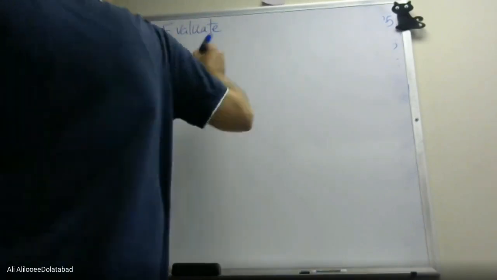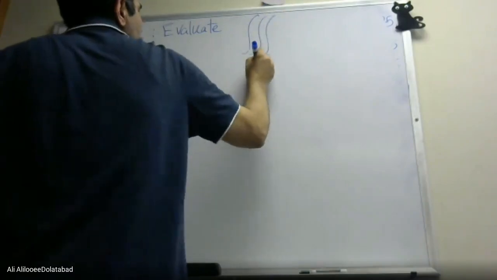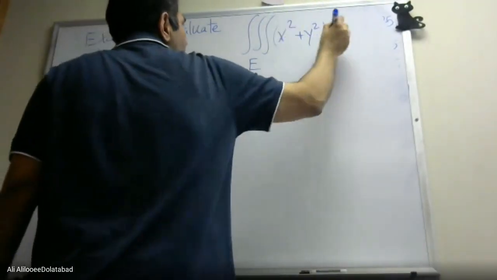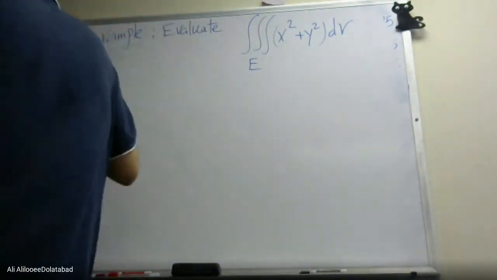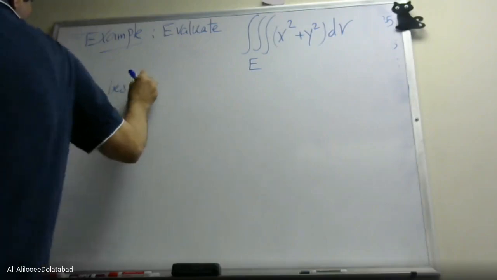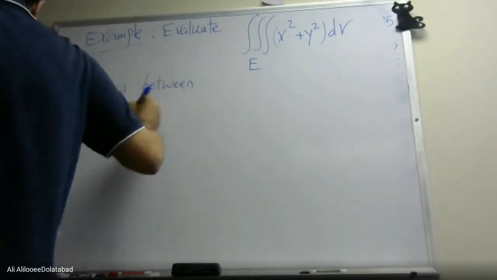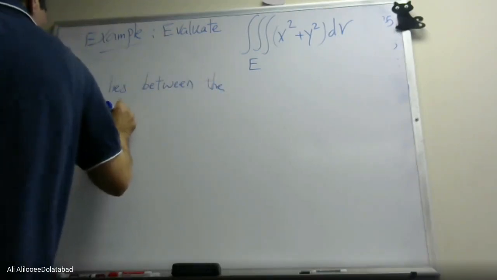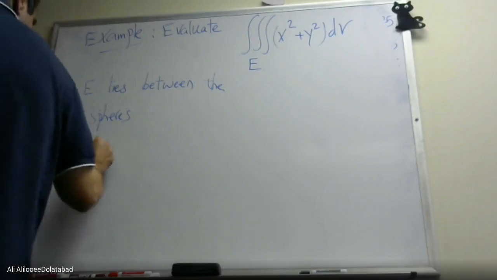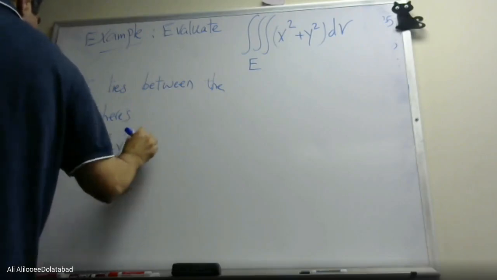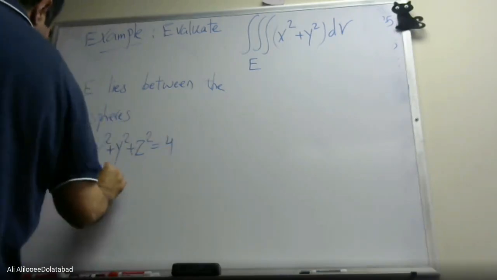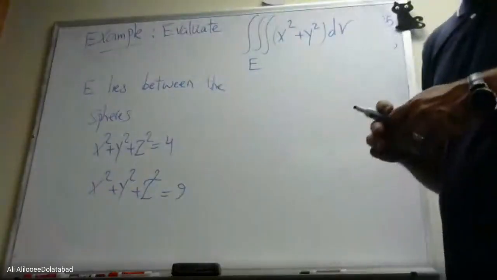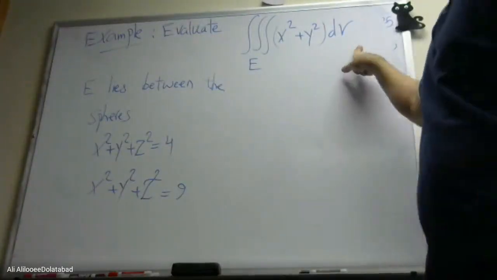Example. Evaluate this integral. We have the integral on E of x squared plus y squared dV. E lies between the spheres x squared plus y squared plus z squared equal 4, and x squared plus y squared plus z squared equal 9. So evaluate this integral. You have a triple integral here.